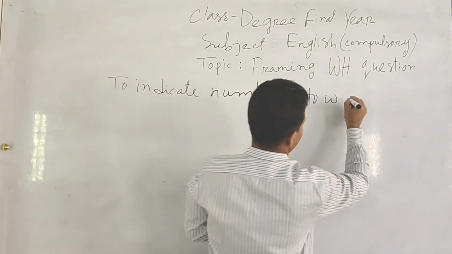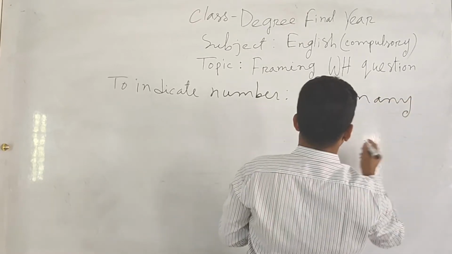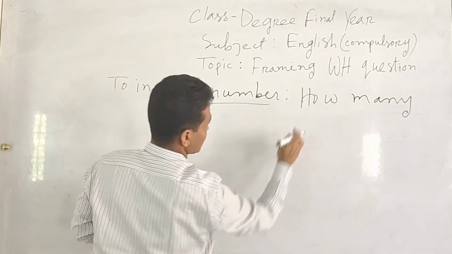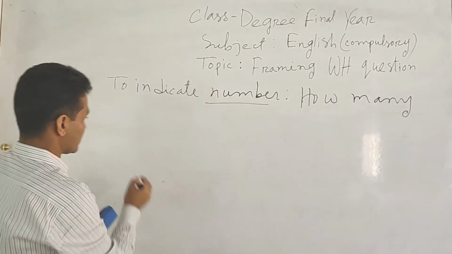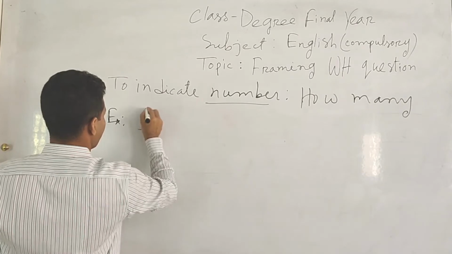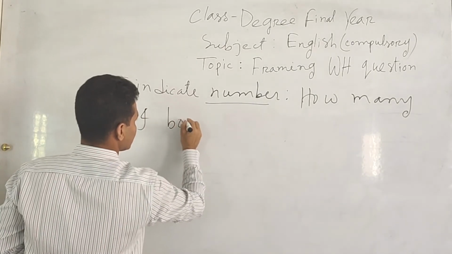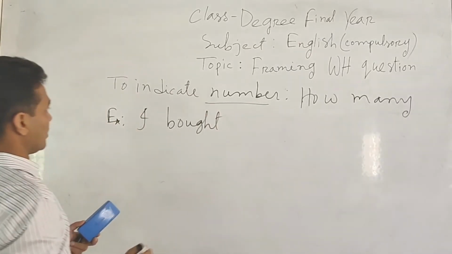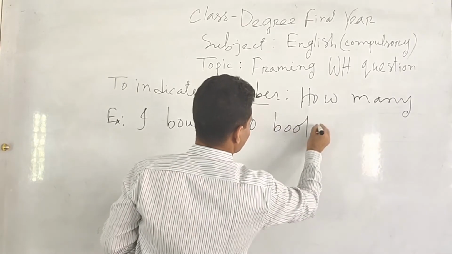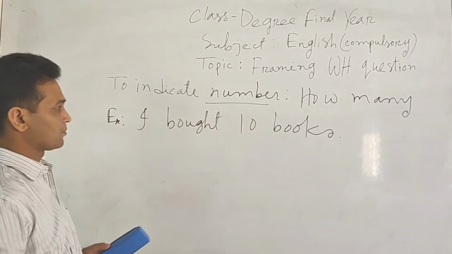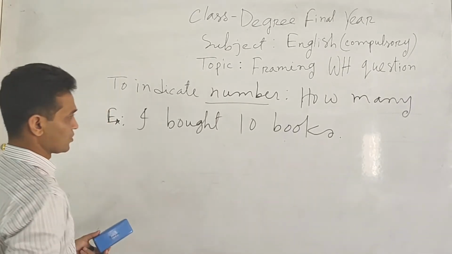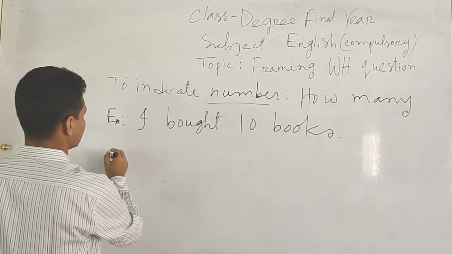How many. Okay, to indicate number, we always use how many. Example: I bought 10 books. Okay, from this sentence, if you want to frame a WH question, you have to use how many books.